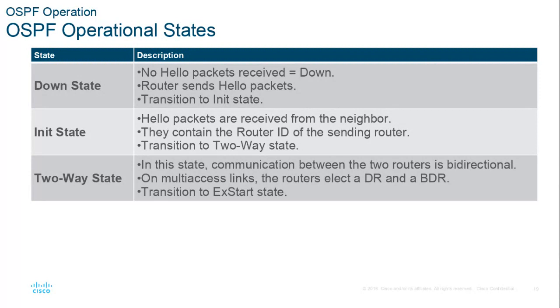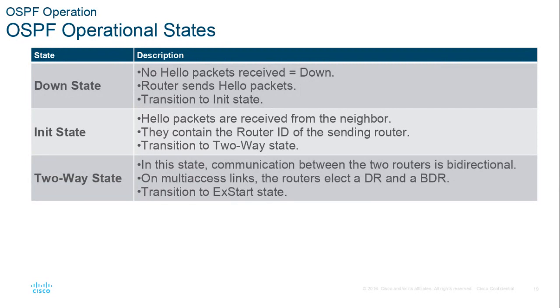He's going to send out hello packets. And as soon as he receives a hello packet from his neighbor, he has a unique router ID. His neighbor has another unique router ID that's different. They're going to go to the init state. And as soon as he hears a router ID that's not his from another router, he's going to go to a two-way state between those two routers.